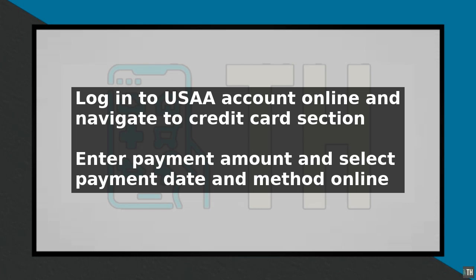To make a phone payment, call the USAA customer service number and follow the automated prompts to make a payment. You will need to provide your credit card account number and payment information.